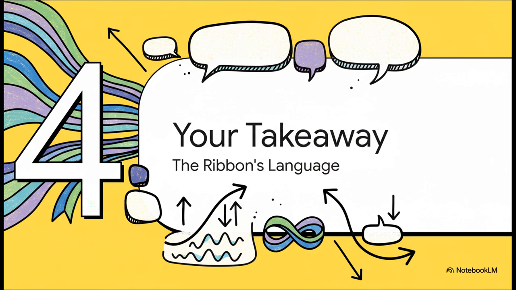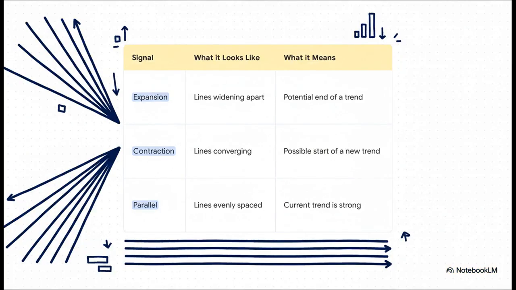Okay, let's make sure this all sinks in. The most important thing is to just remember the simple language that the ribbon's shape is speaking to you. And here it is, all in one place. Expansion, the lines are widening, and that could mean the trend is ending. Contraction, the lines are converging or squeezing together, and that suggests a new trend might be starting. In parallel, the lines are evenly spaced, which tells you the current trend is strong. That's it. 3 shapes, 3 very clear messages.